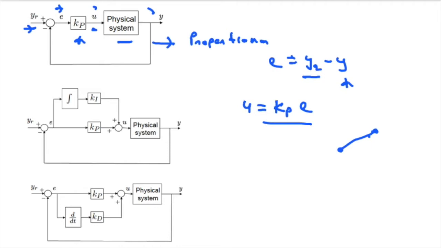The larger this gain, the faster you will reach. But there will be overshoot, right? You will have momentum, and then you will overshoot, and then you will come back. So if you want to track this trajectory, you will get something like this. Okay, so that's the proportional controller.